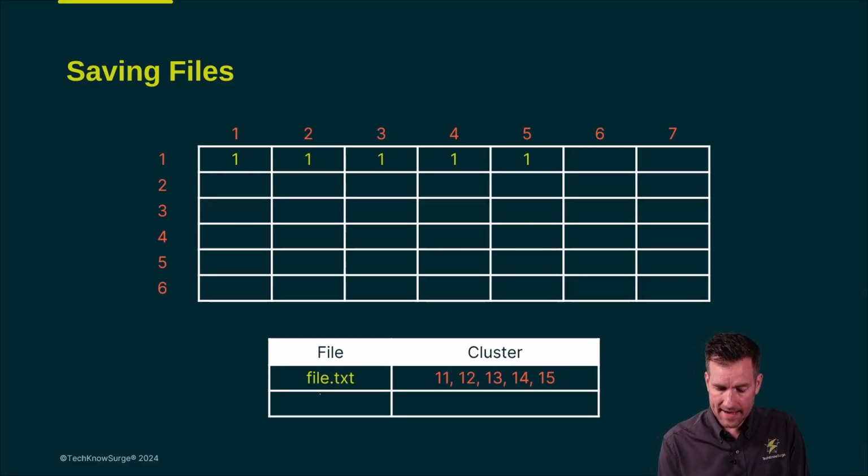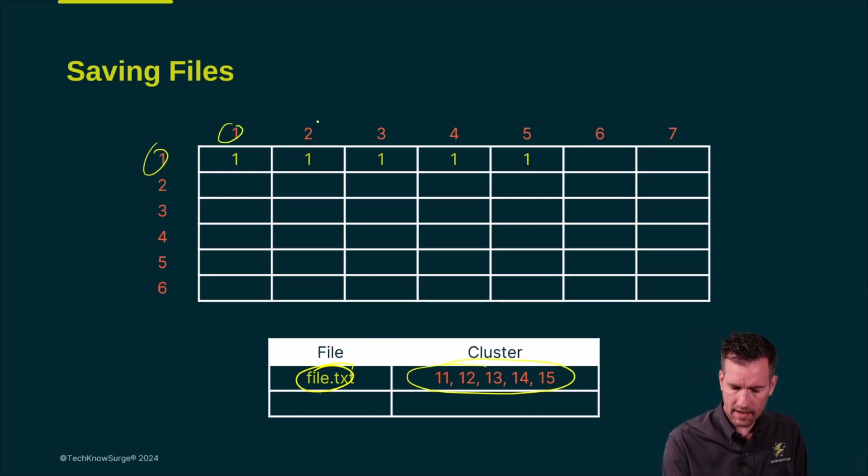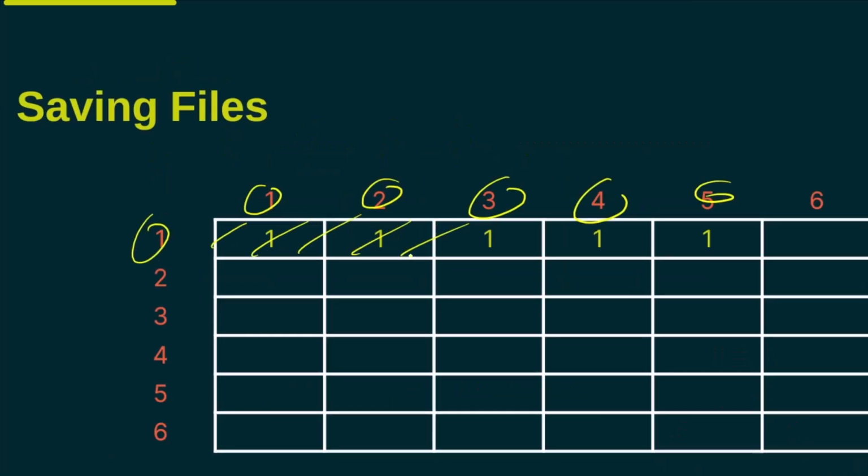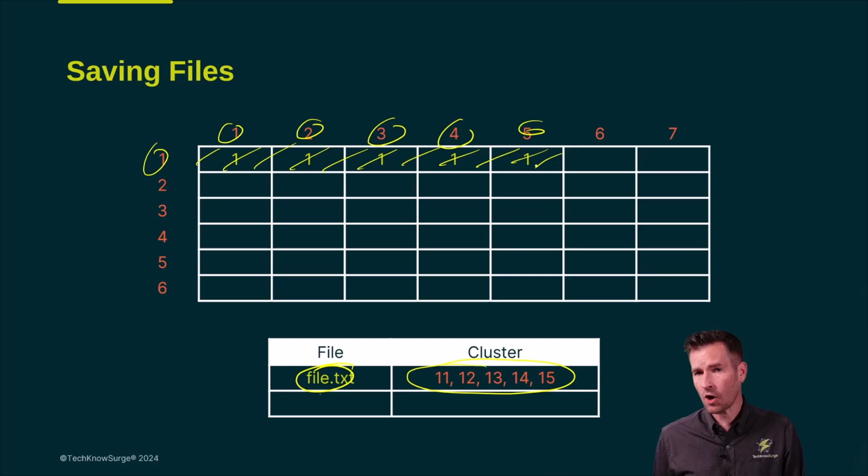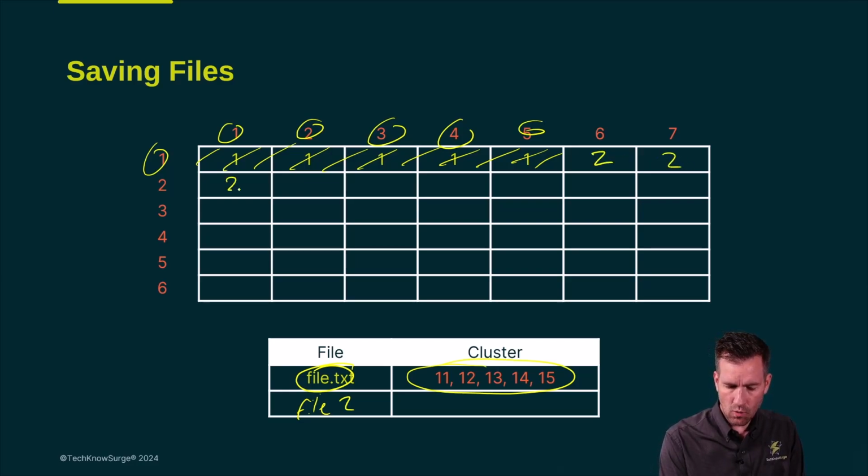Let's say we have a saved file in 1.1, 1.2, 1.3, 1.4, and 1.5. It takes up all of these clusters right here. But then we go and we save a second file. We're going to call this file 2. And so it's taking up, let's say, 1.6, 1.7, 2.1, 2.2, and 2.3.